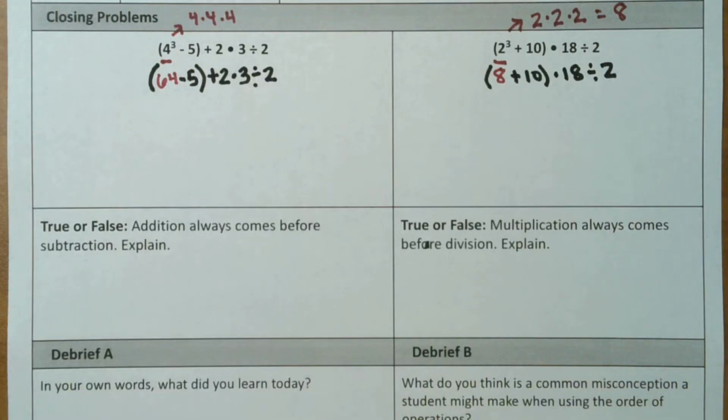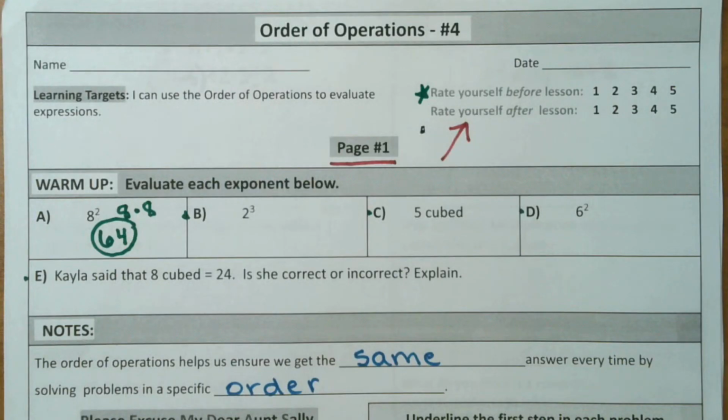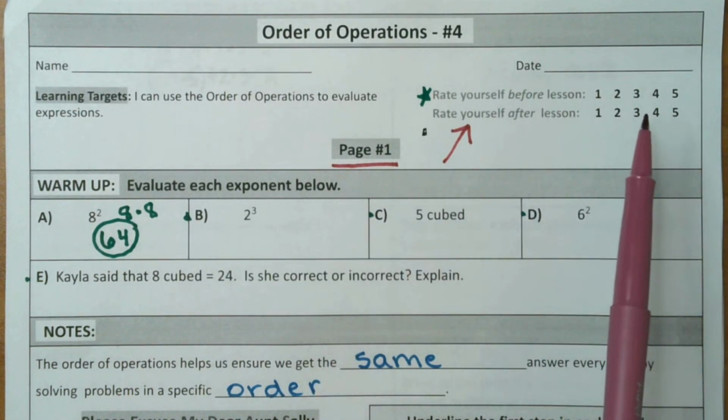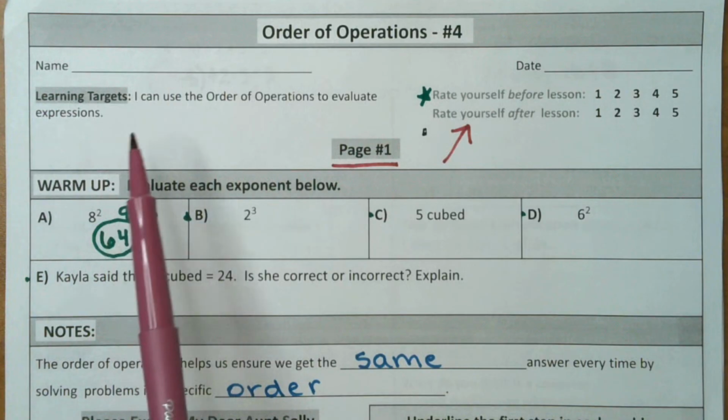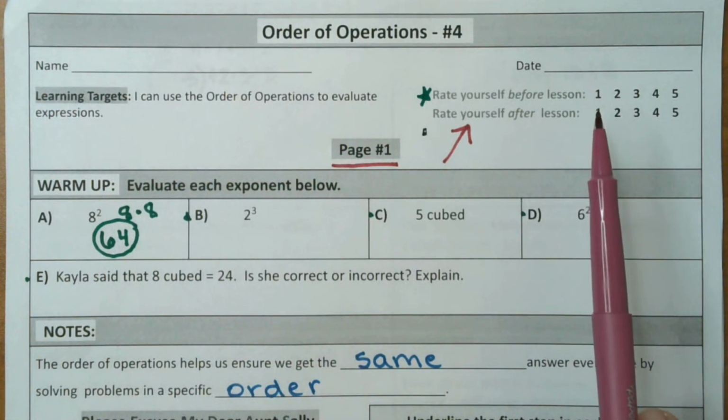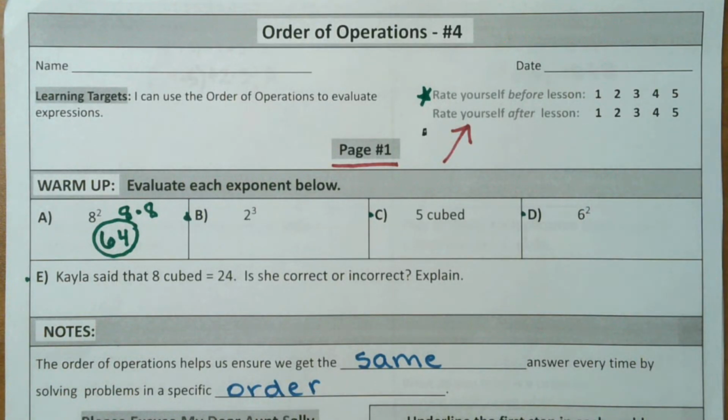So I'm not going to go over the rest of this, but what I want you to do is flip back to page number 1. So at the beginning of this lesson, we rated ourselves 1 through 5 and how confident we felt with our learning target. Now that we've gotten some more practice, I want you to rate yourself again. 1 is the least amount of confidence, 5 is the most confidence.